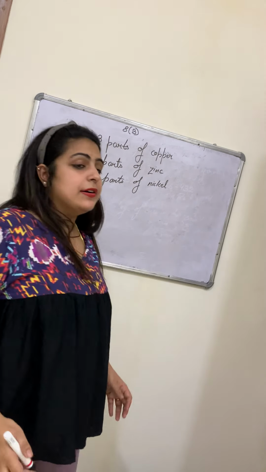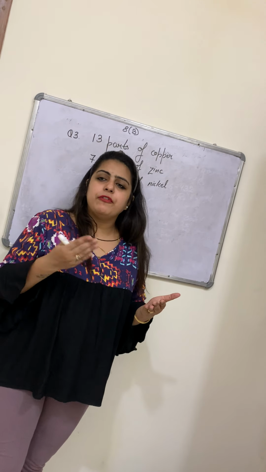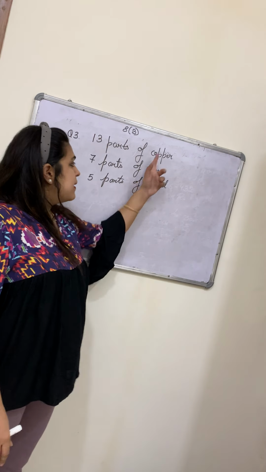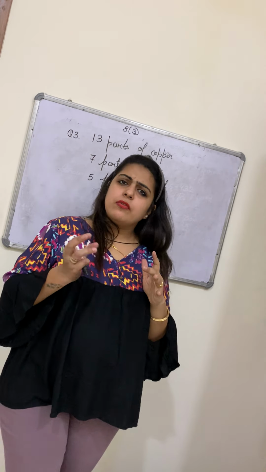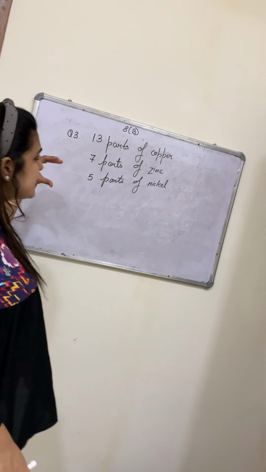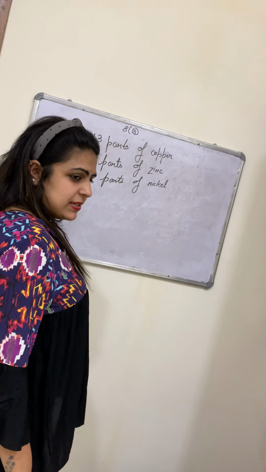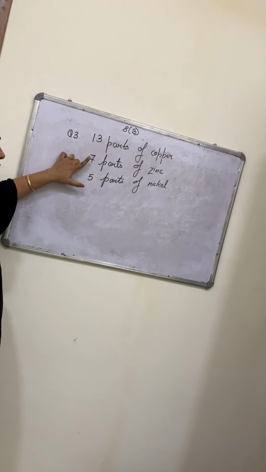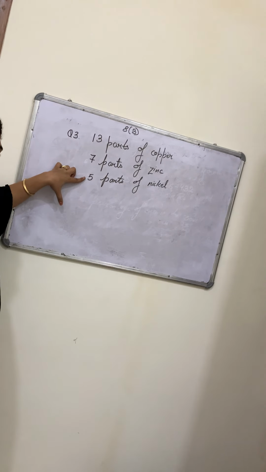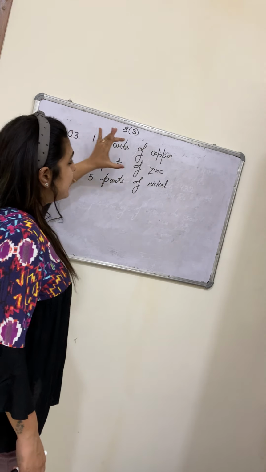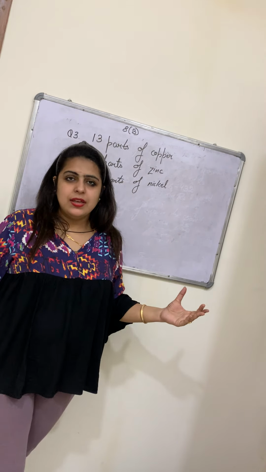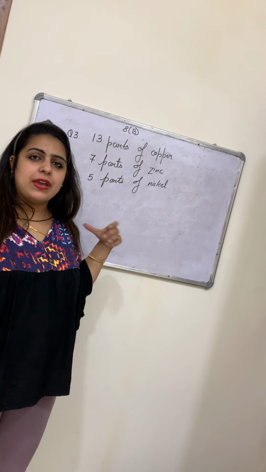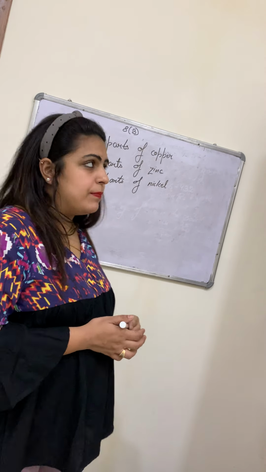See, an alloy is there. Alloy is something which is made up of different kinds of metals. When we mix two or three metals, it becomes an alloy. So an alloy is there which is made up of these three metals and the composition is given: 13 parts of copper, 7 parts of zinc, 5 parts of nickel. We have to find the percentage composition. This is given as a general composition.